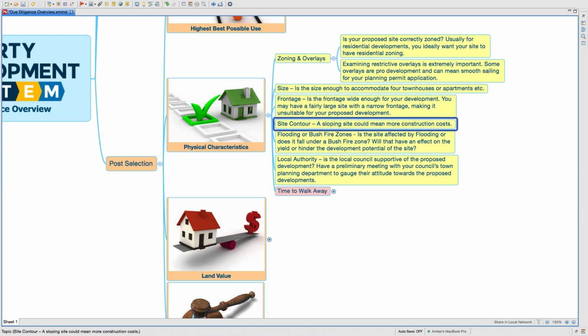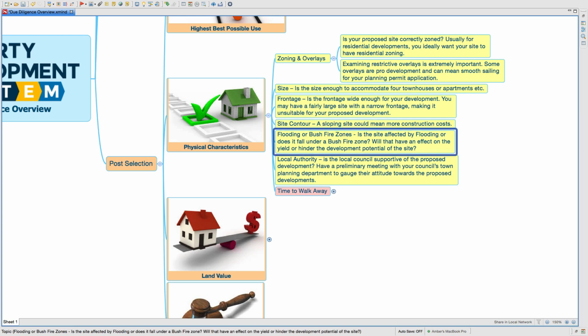Site contours is basically the slope in the site. If it's a very sloping site, that could mean more construction costs in terms of retaining walls, and site cut and fill in order to level the site, which would blow the budget out of the water. Flooding or bushfire zones: is the site affected by flooding, or does it fall under a bushfire zone? If you're in Queensland, there's a thing called overland flow, and you've got to make sure that your site doesn't fall under any of these zones, because that will have an effect on your yield, and it may stall or hinder the development of your site.